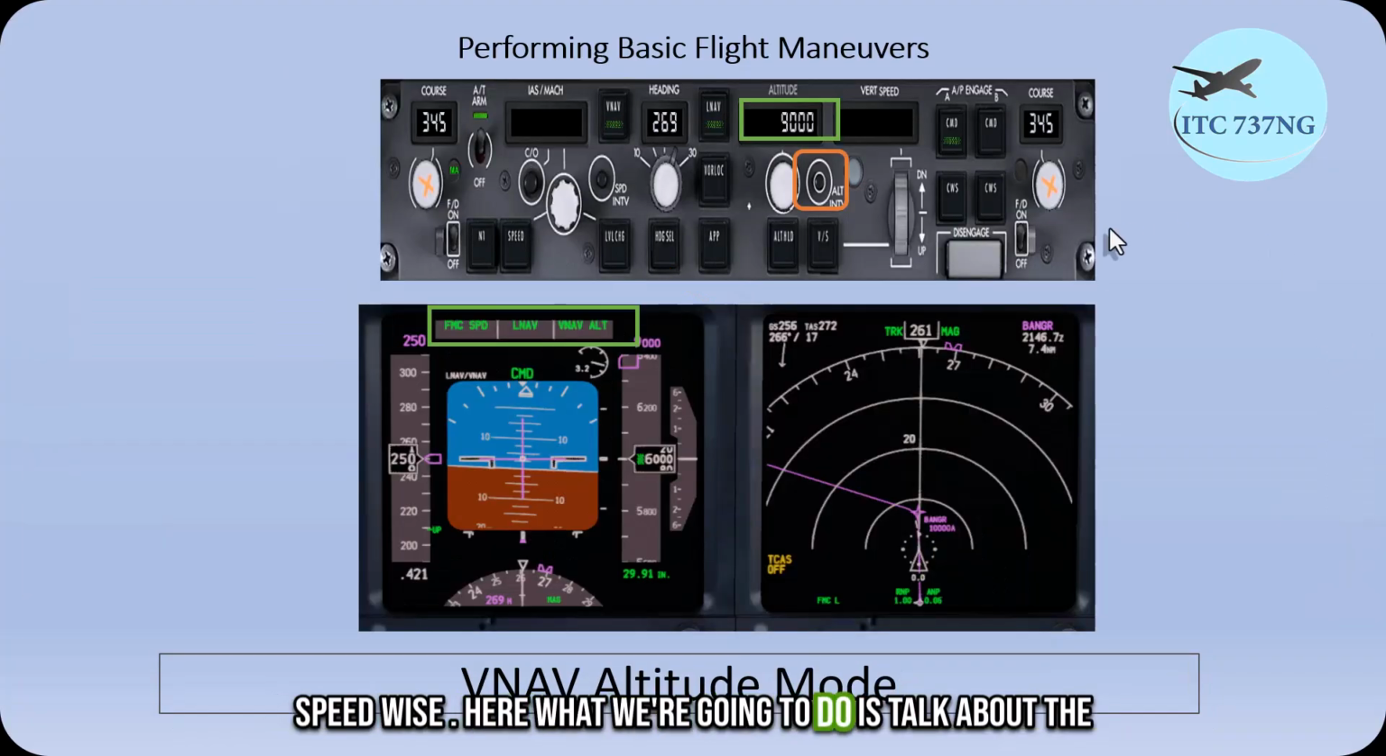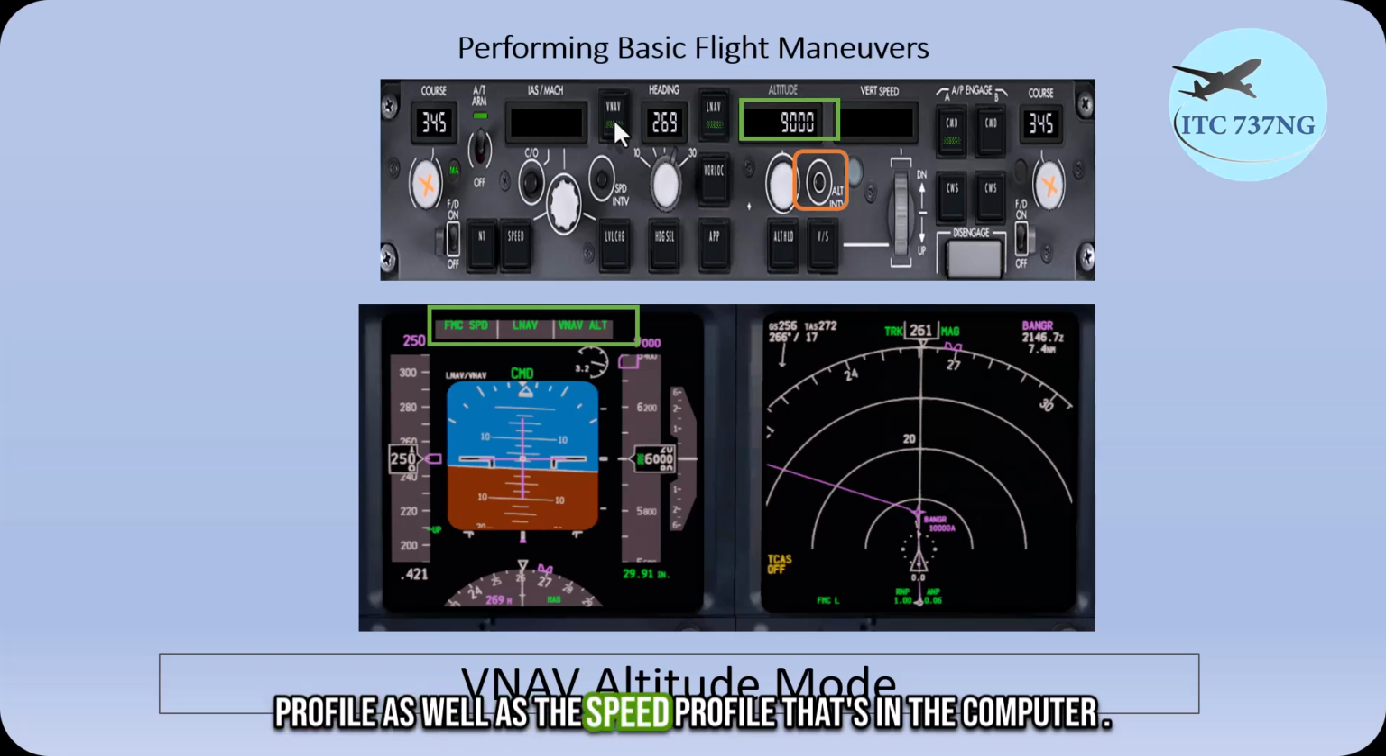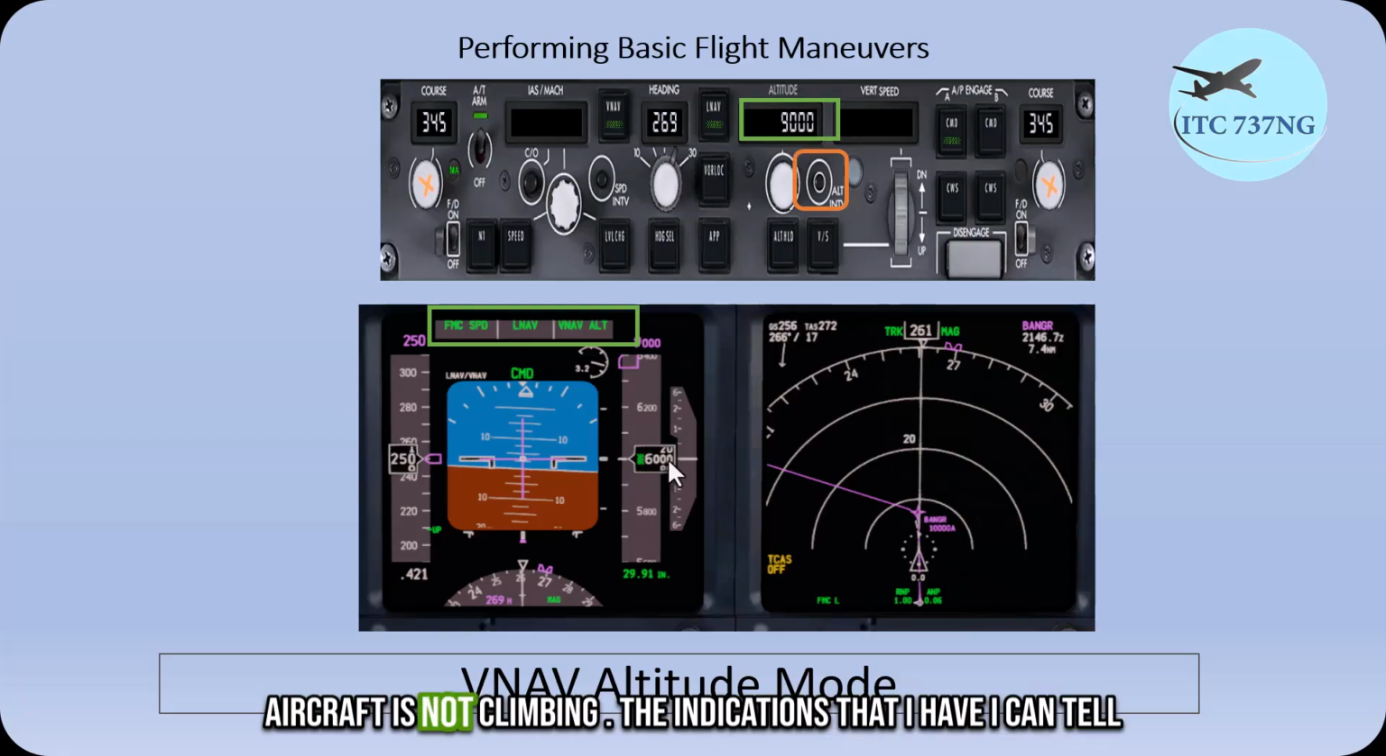Here what we're going to do is talk about the altitude mode in VNAV, because VNAV controls the vertical profile as well as the speed profile that's in the computer. When I'm operating the mode control panel though, and in this case here, we're level at 6,000 feet. We have been given a clearance to climb to 9,000 feet. Again, notice, the aircraft is not climbing.